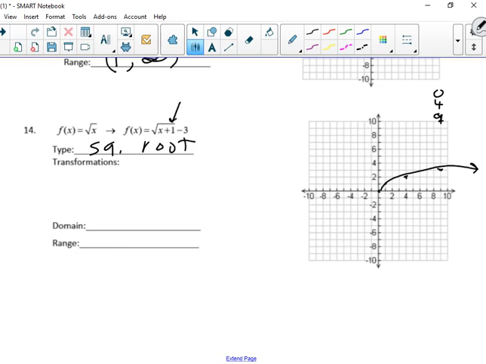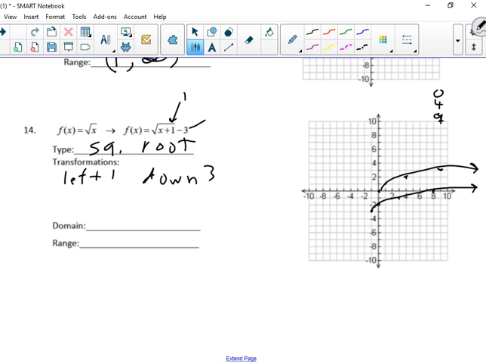Now, this is going to move left 1. And this is going to move down 3. So again, I can take each of these points and literally go left 1, down 1, 2, 3, and repeat that for each point. And then draw the same, only a little bit better, like that.